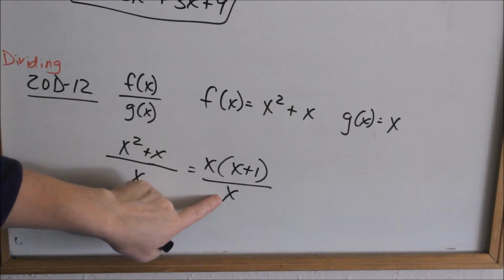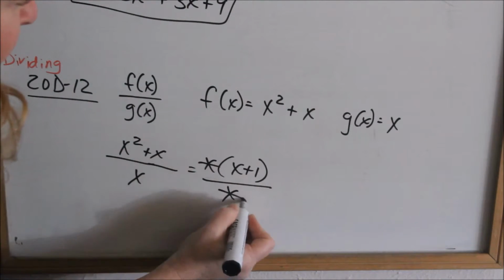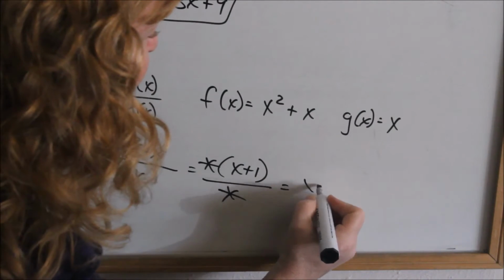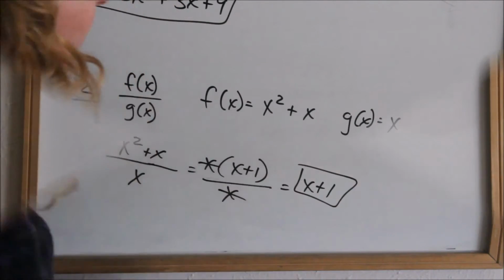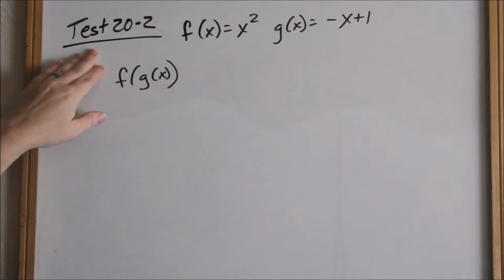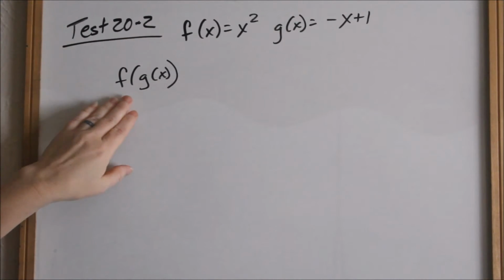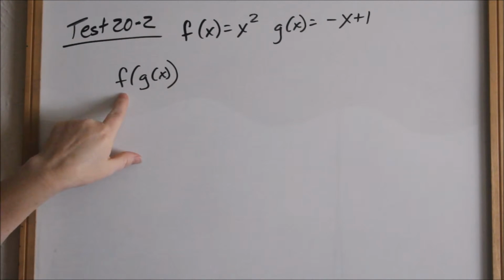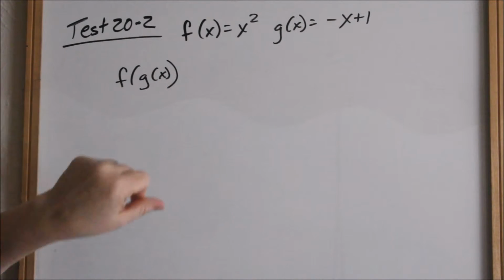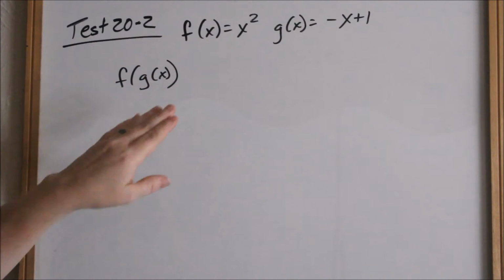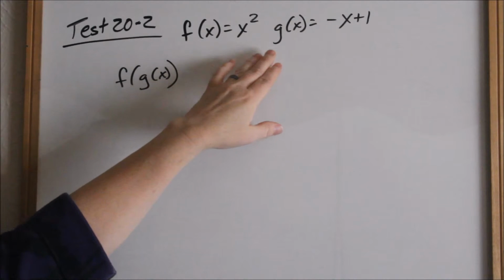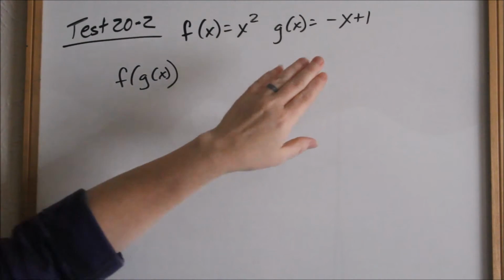And so these x's are multiplied, so they can be canceled, and you're just left with x plus 1. Okay, now we're looking at test 20, number 2. The way you say this is f of g of x. We're doing a function of a function. Our f of x equals x squared, g of x equals negative x plus 1.